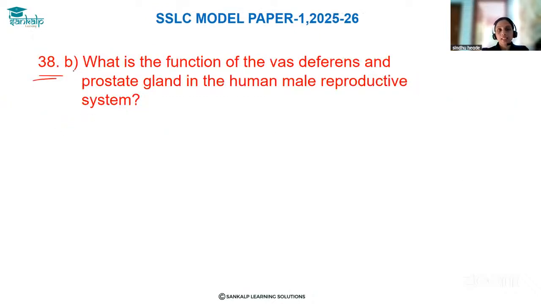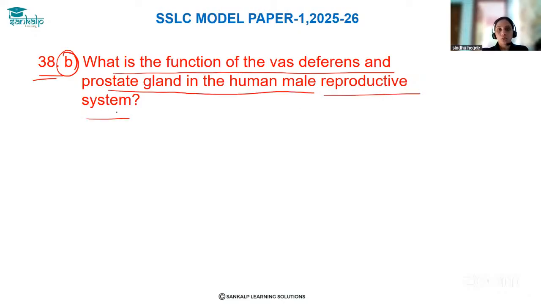So in that 38th B, what is the function of the vas deferens and prostate gland in the human male reproductive system? The question is, write the function of vas deferens and prostate gland. These two are parts of the male reproductive system. You have to write the function of these two.